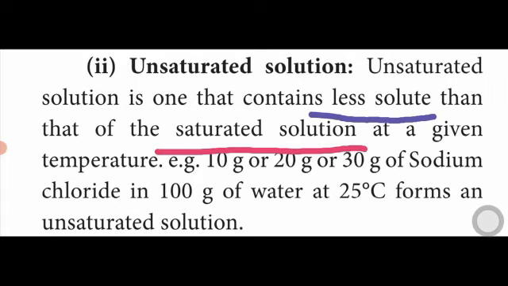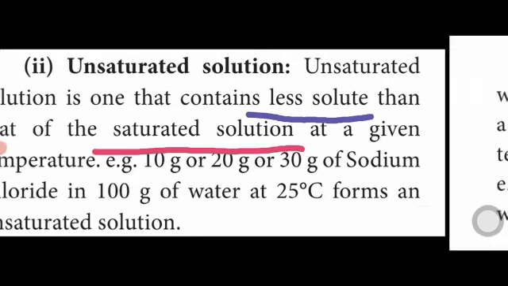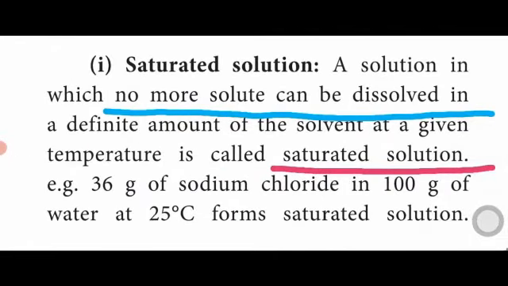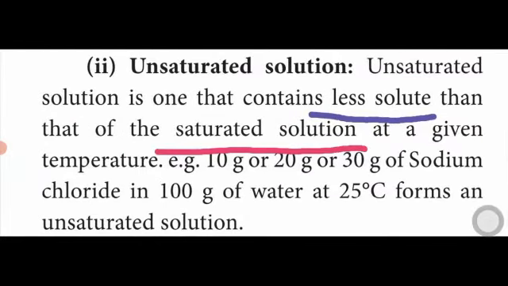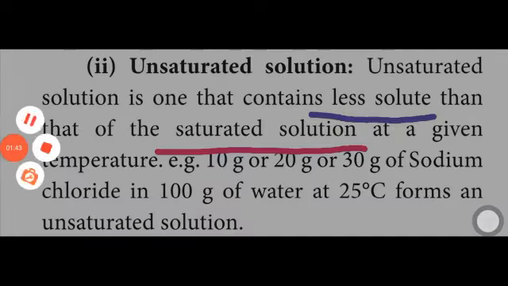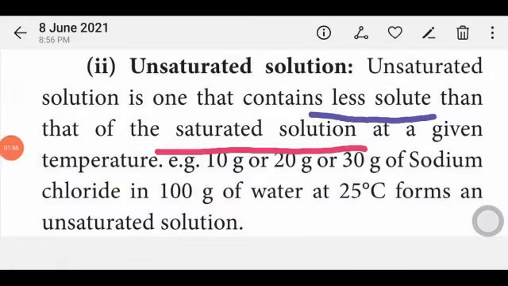We already know what a saturated solution is: no more solute can be dissolved in a definite amount of solvent at a given temperature. That means 100 grams of water dissolves only 36 grams of sodium chloride, with no addition of more solute particles. This is a saturated solution. But an unsaturated solution means a lesser amount of solute particles dissolved in a definite amount of solvent at a given temperature.